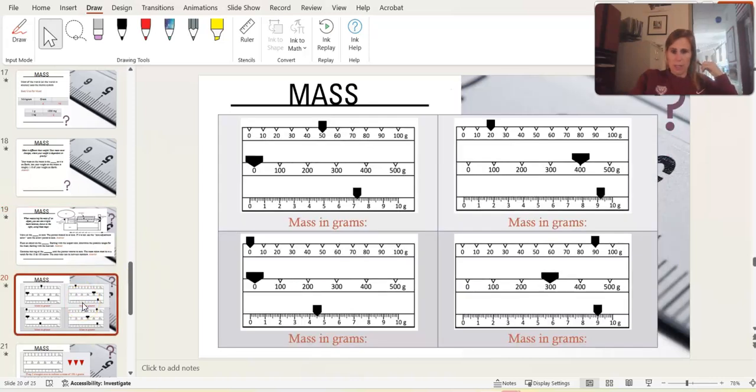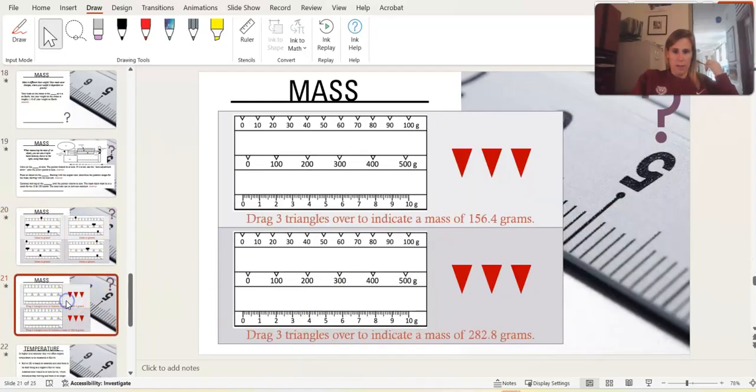Okay, then you're going to practice reading a triple beam balance. These are all in grams, and there are 4 to do there. For this one, you're going to grab these little arrows. Those represent the riders, and you're going to stick those little triangles where they should be to indicate a mass of 156.4 grams and 282.8 grams.